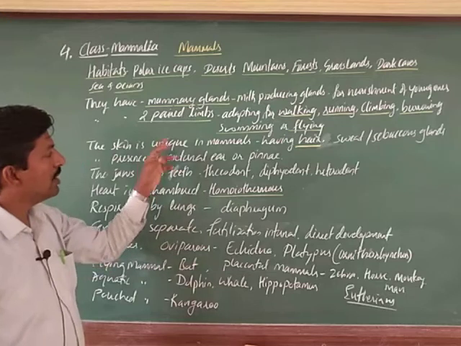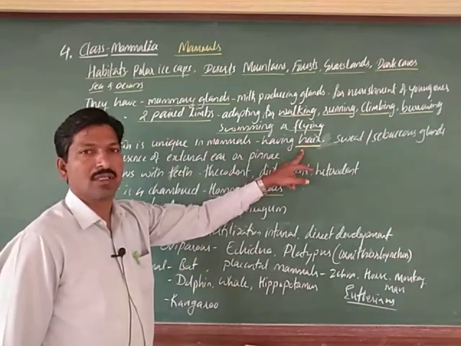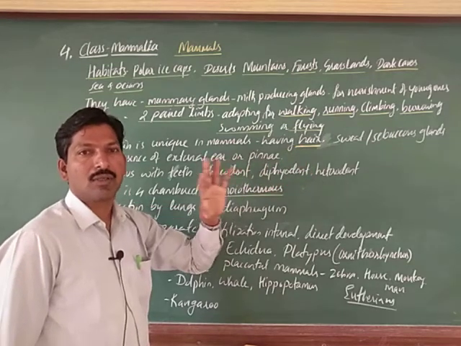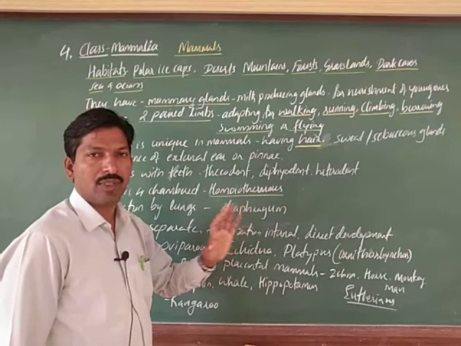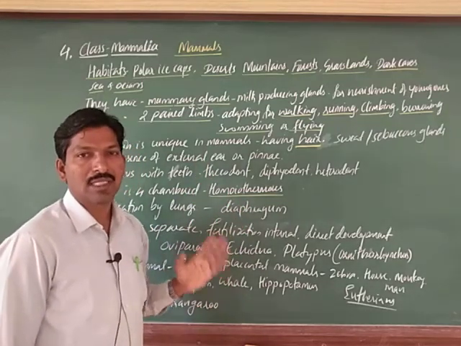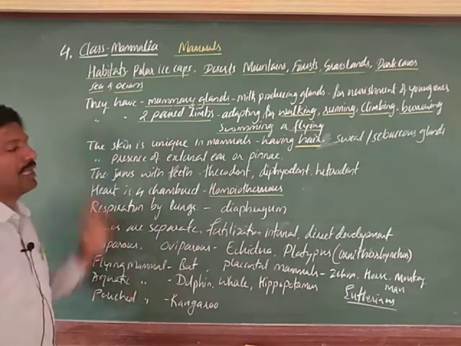And next one is the presence of hair on the skin. It may be thick hair or very small hair, whatever, but there is a presence of hair on the skin. That is one of the indicative or unique features of Mammalia.